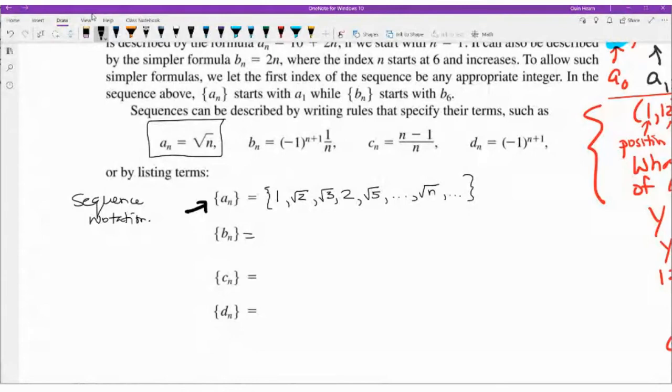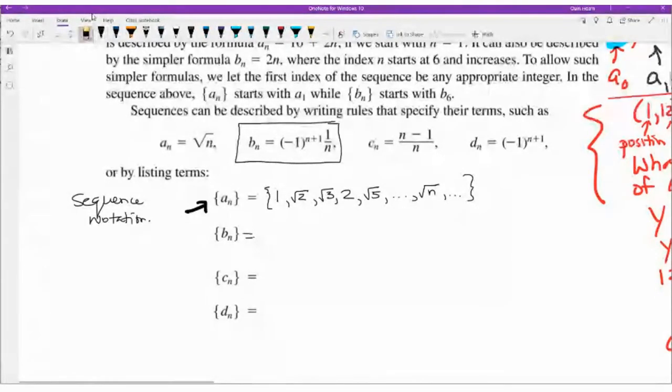All right, now let's look at B, the sequence B. So the b sub n's. So now we're focused on this formula here. This is an interesting type of sequence because of what happens when you raise -1 to the n plus 1 power. All right, so off to the side here, I'm going to write out what we get because it's a little harder to see this time.